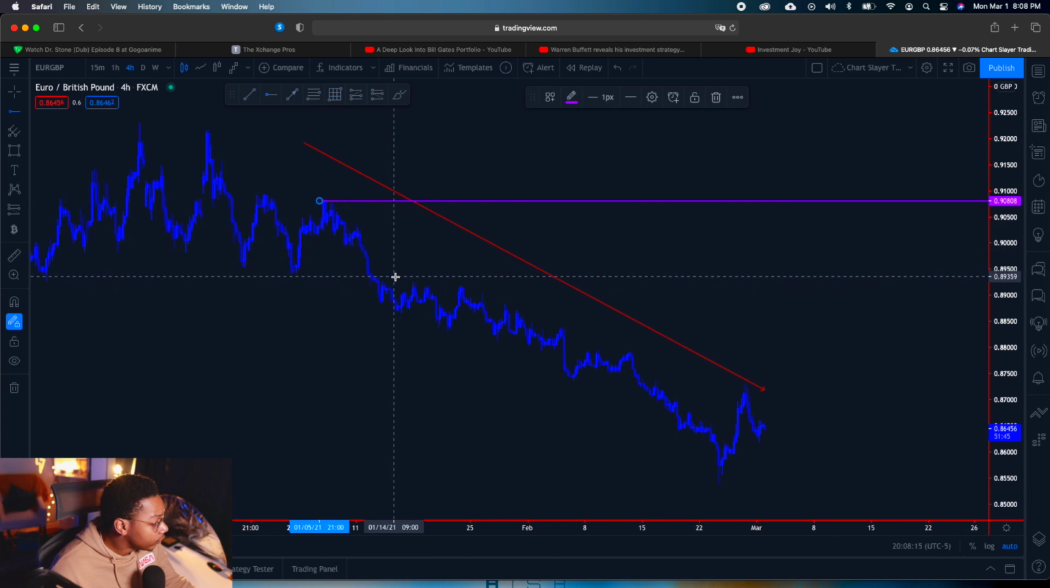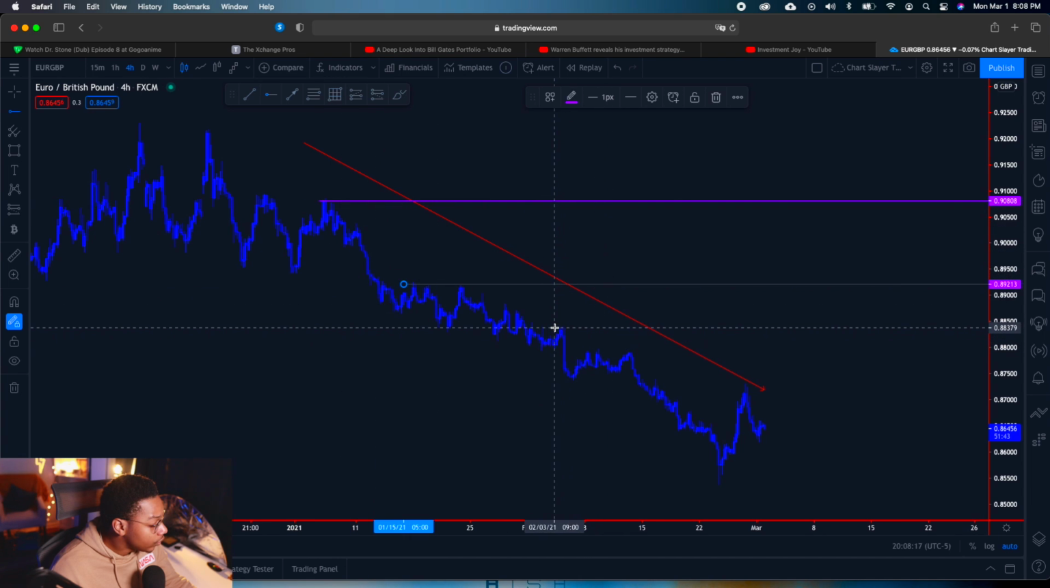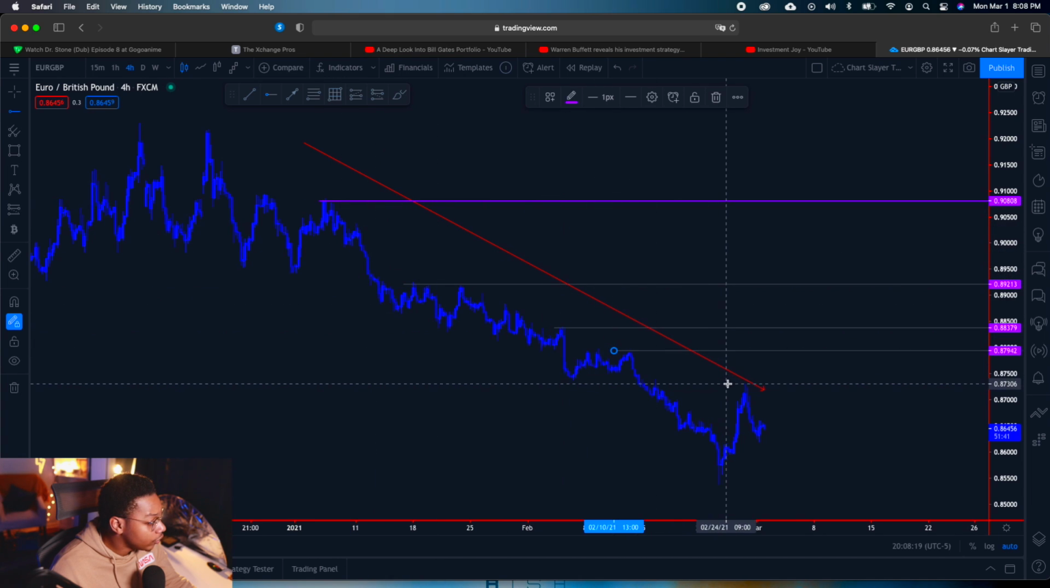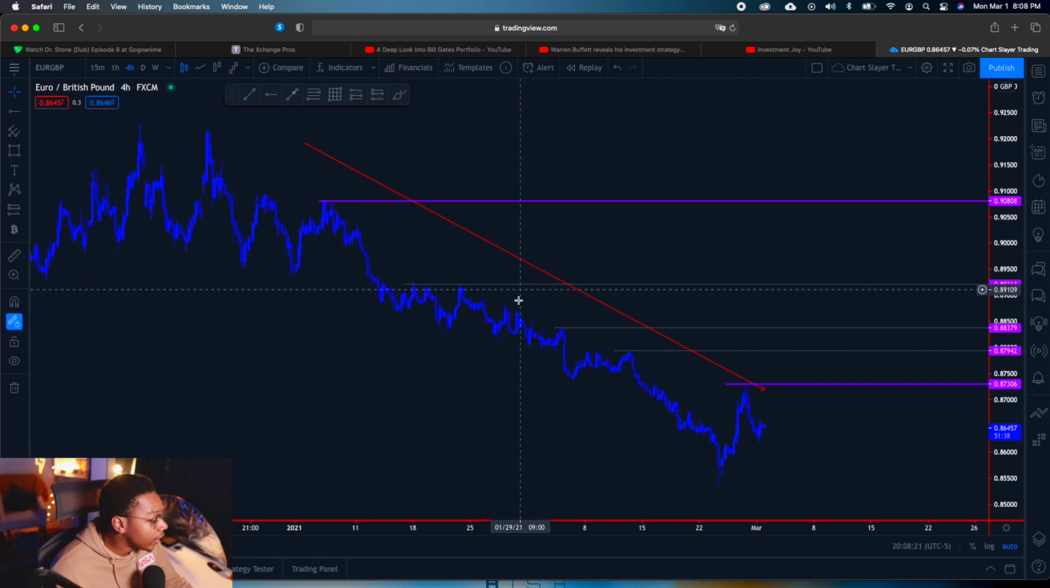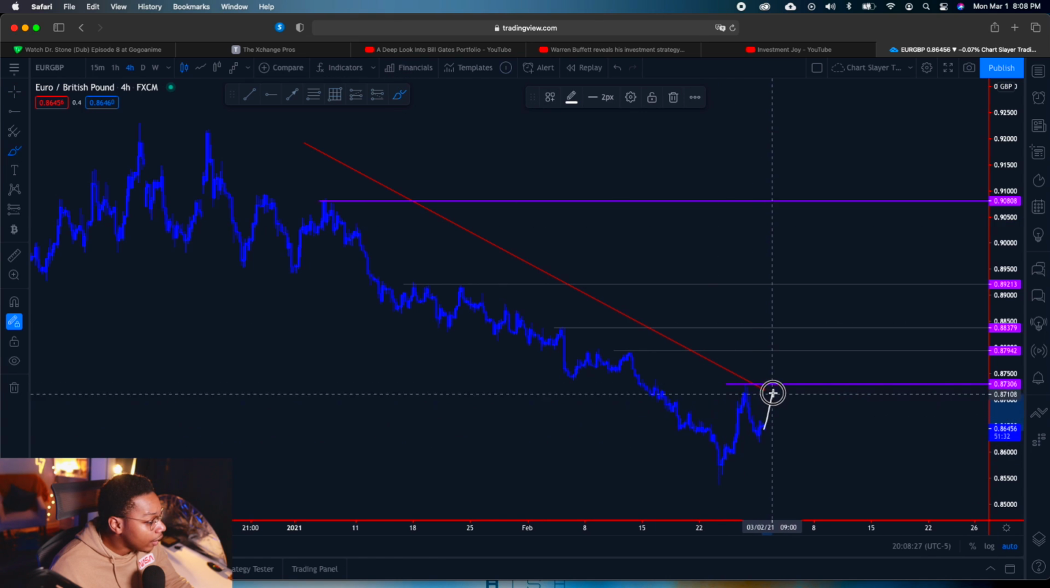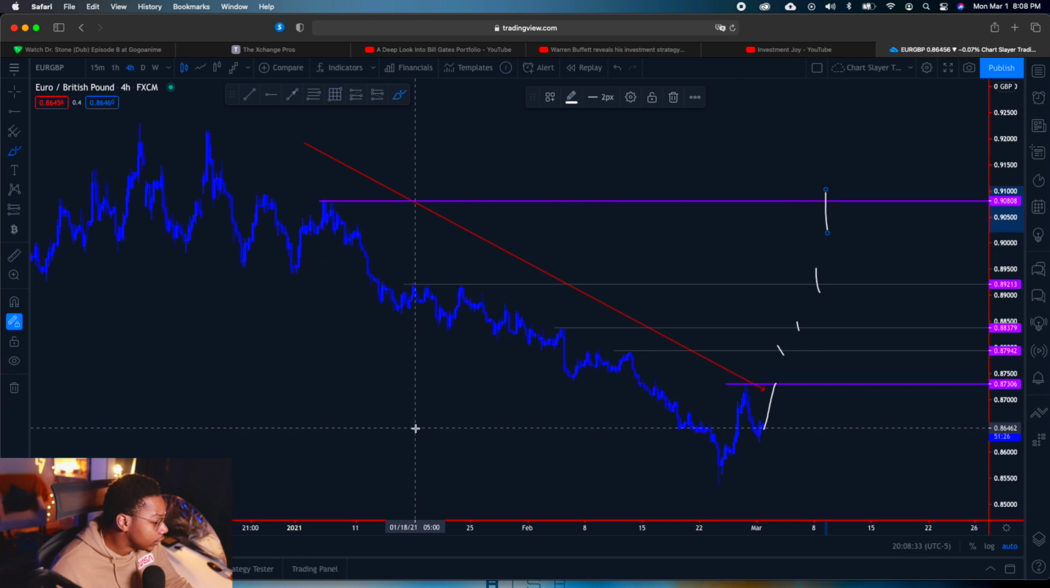So you have here, you have here, you have here, you have here, and then you have here, right? These are the areas that you want to pay attention to when it comes to trading, right? If we're looking for a buy, we know that we could potentially have a reaction here. We could have a reaction here, here, here, and here. That's the reason why you want to pay attention to these levels.